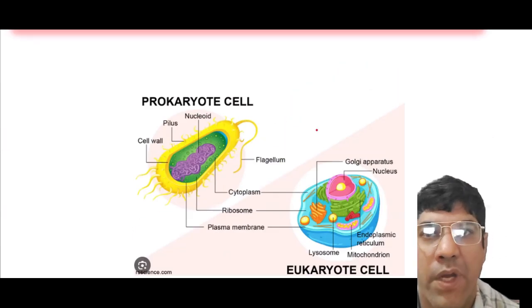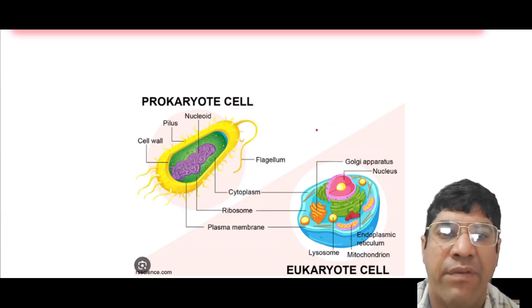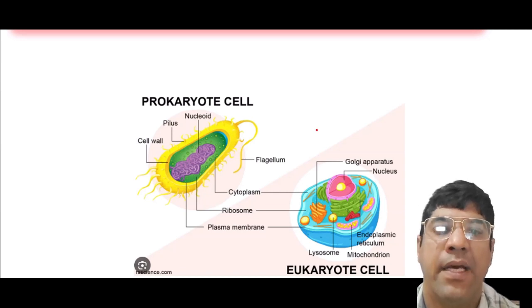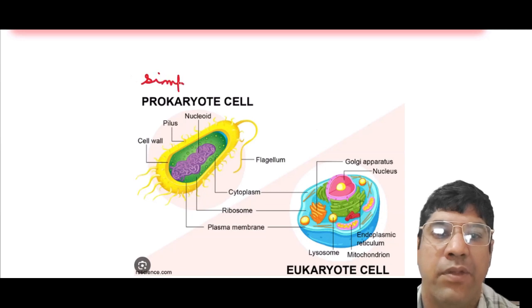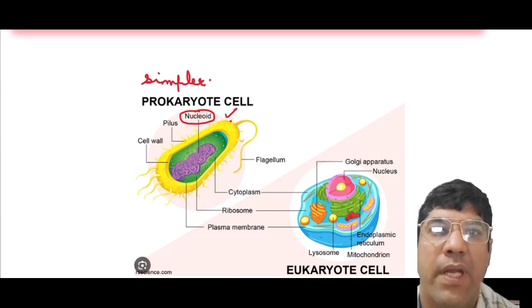So let us now discuss the morphology and physiology of the bacteria. So we have prokaryotic cells and eukaryotic cells. They are the two major categories of cellular organisms. Prokaryotes are simpler in structure, so they lack a true nucleus. Their genetic material is located in the nucleoid region that is not enclosed by a membrane.